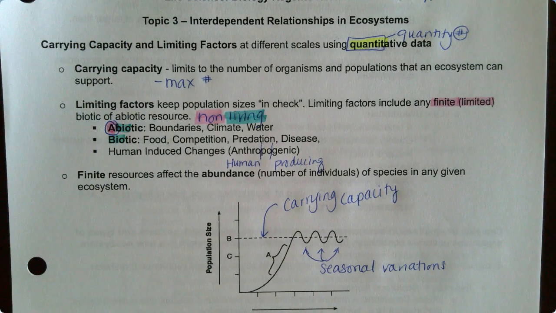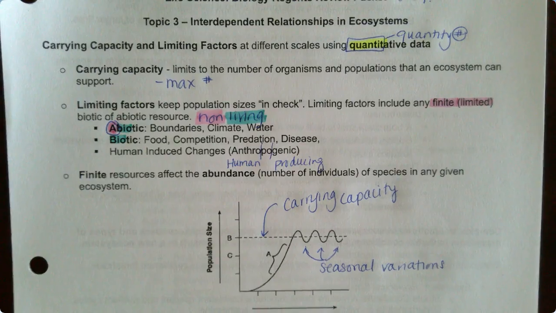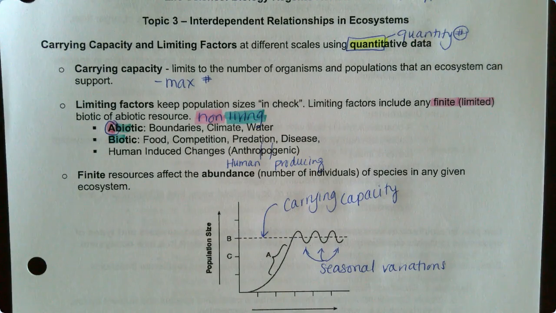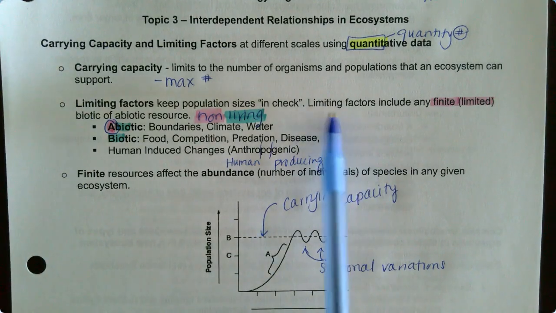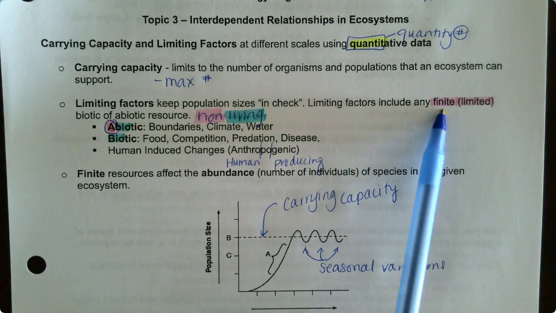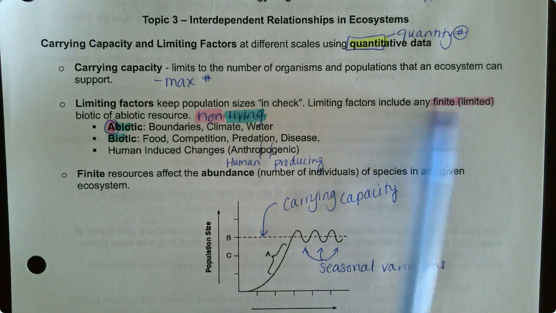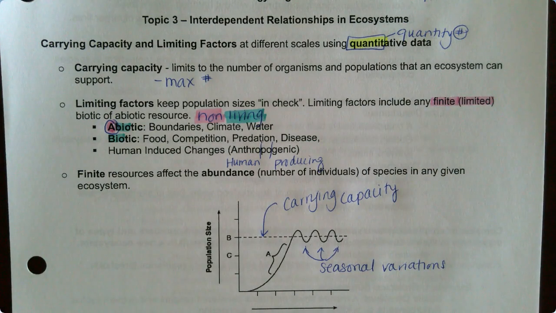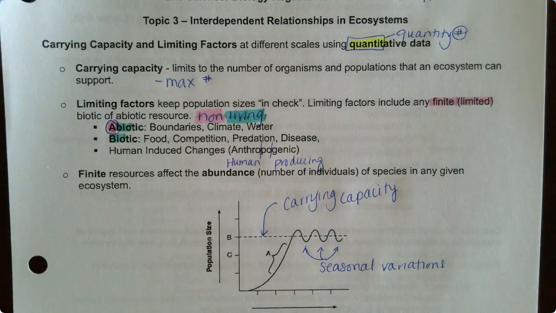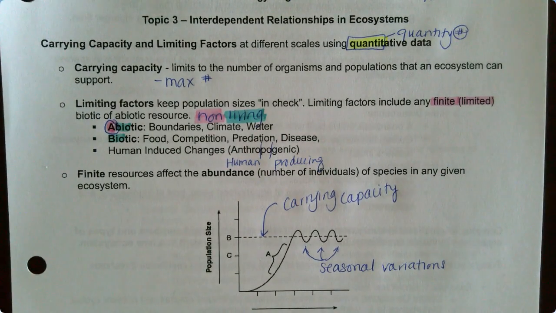A limiting factor keeps the population in check so that it doesn't get too big. And that's all going to be determined by the amount of food, the amount of water, the amount of competition, the amount of space available for these organisms. A limiting factor is finite. That word finite looks a lot like infinite. Infinite means unlimited, but if we take off the in, we wind up with the word finite, which is the exact opposite, limited. In any sort of environment, there's going to be a limited amount of food. There's going to be a limited amount of water.